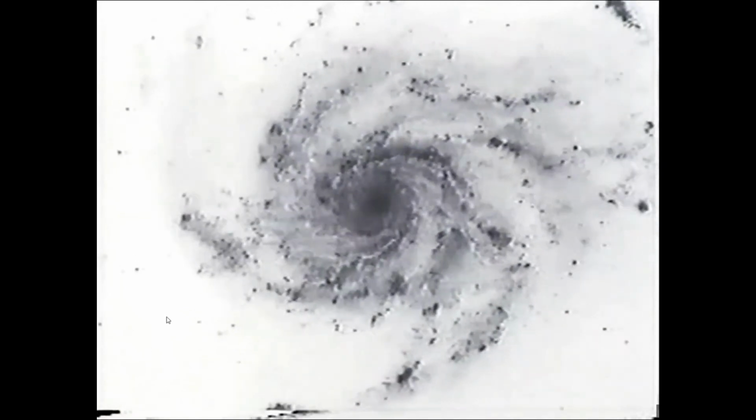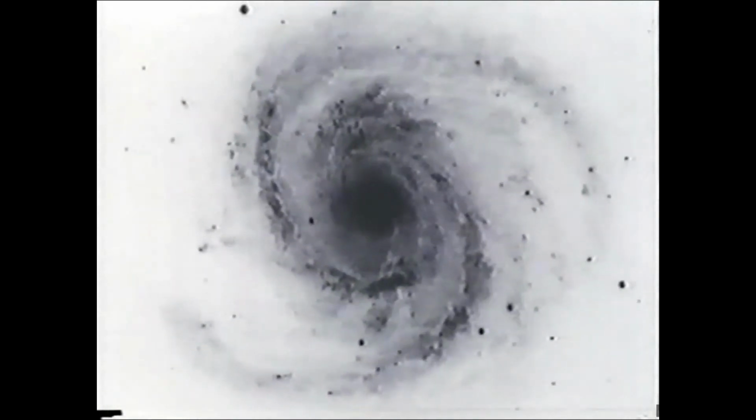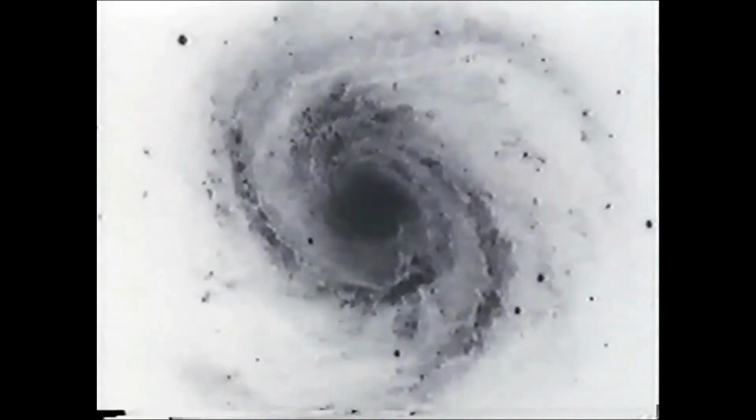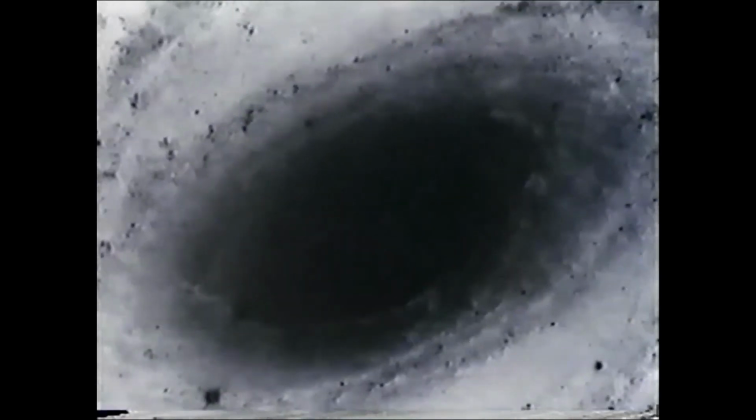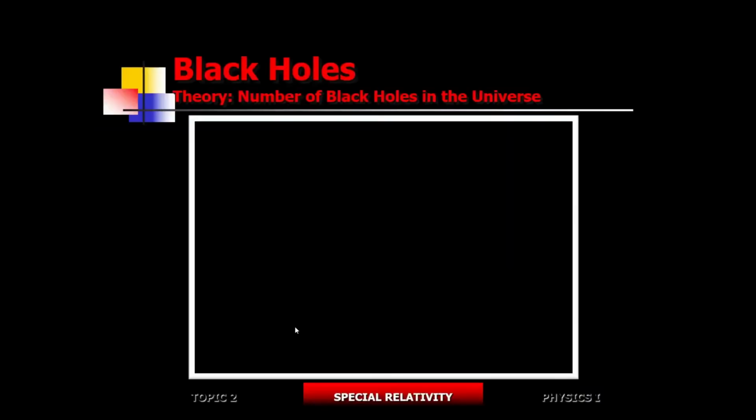The number of black holes may be greater than the number of visible stars, which totals about 100,000 million in our galaxy alone. We also have evidence that there is a very large black hole at the center of our own galaxy. So the next question is, how did they form?